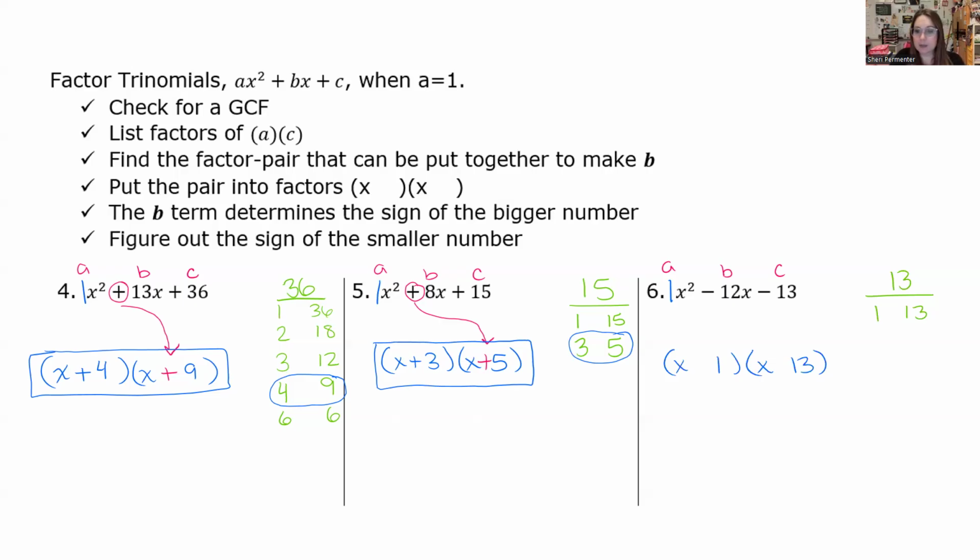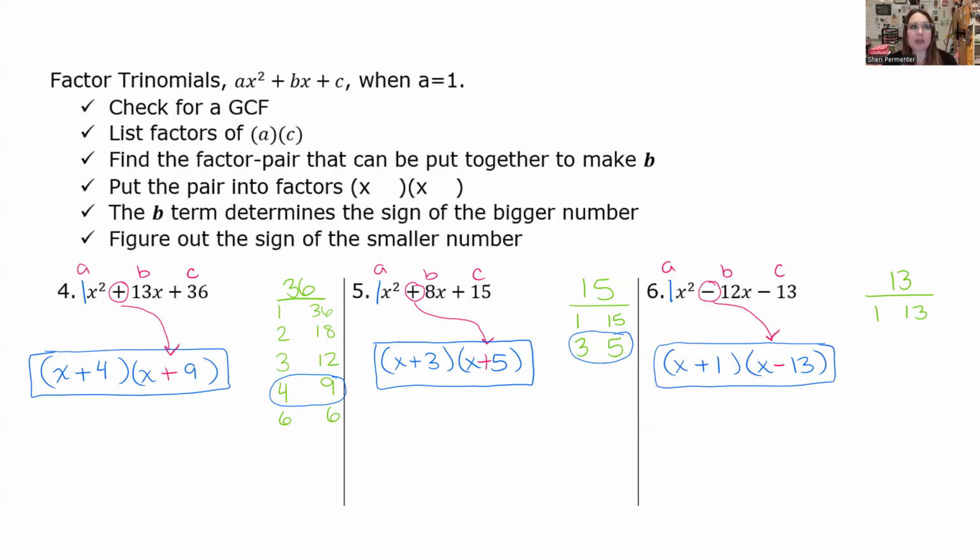So my signs: my B term is negative, so that means the bigger number is going to be negative. From here, if I have negative 13, would I add or subtract 1 to make negative 12? You can always use your calculator to help you. If I have negative 13, I would have to add 1, because if I subtract 1, I would have negative 14. So I'm going to add 1. And that's my answer.